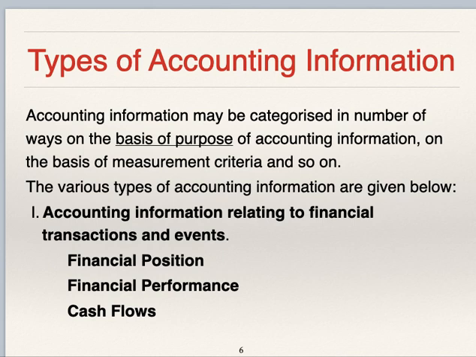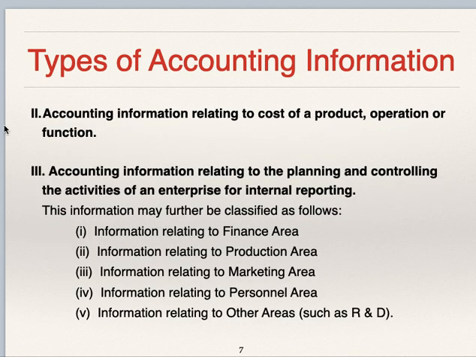So these three statements, balance sheet, profit and loss account and cash flow statement, give accounting information relating to financial transactions and events. Second is accounting information relating to cost of a product, operation or function, that is cost of a product, cost of operation, cost of function. This accounting information is available from the cost sheet. Cost accounting information is only for internal users. It is not revealed. It is not disclosed. Cost sheets are prepared product wise, operation wise, function wise, and this information is given to internal users.